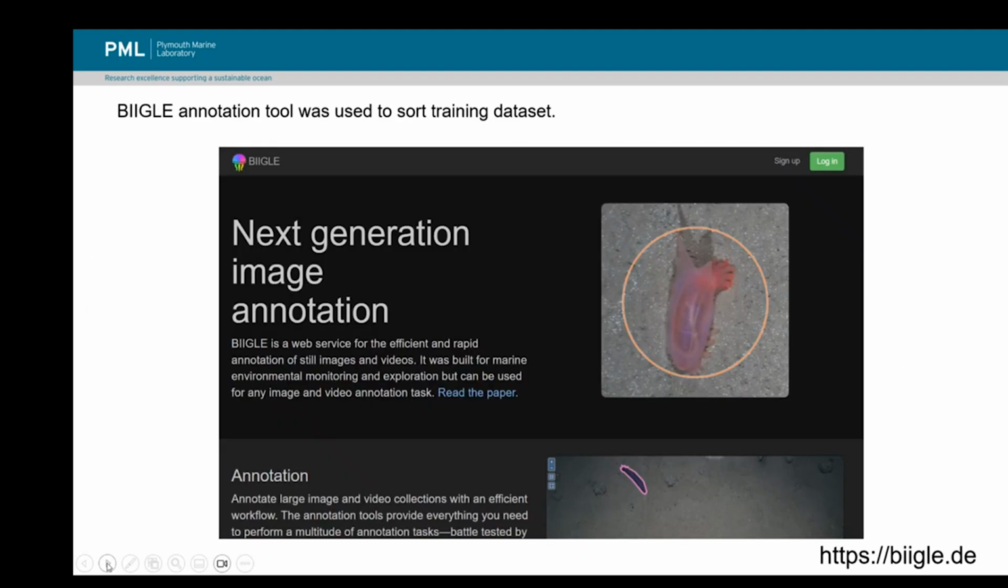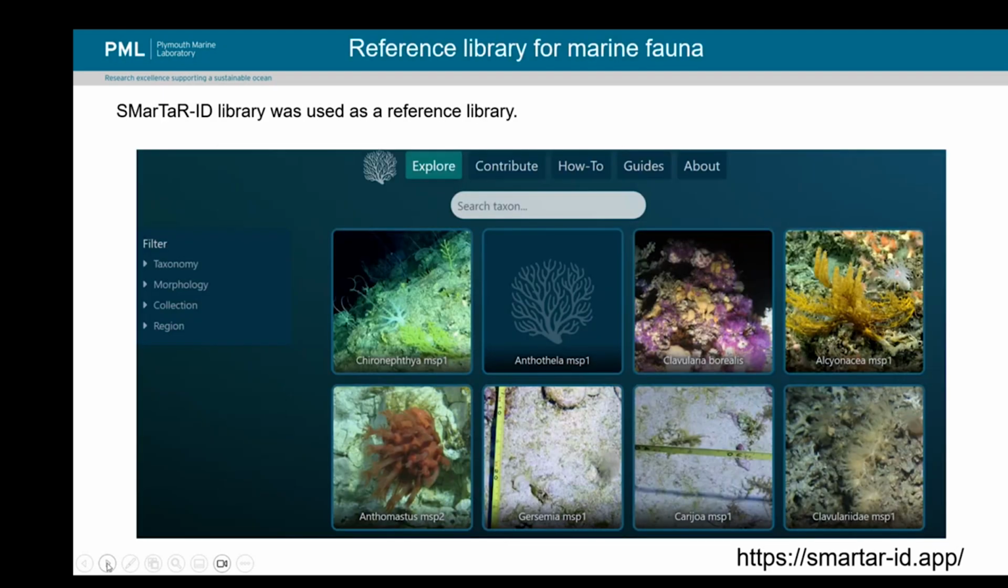So we decided to use the Beagle annotation tool as a place to manage and store our AI training data set. Hopefully most people are familiar with Beagle. It's basically a design tool for annotation work with imagery. And we decided to use the Smart ID library or classification system as a method for standardizing our data sets to a single classification scheme.